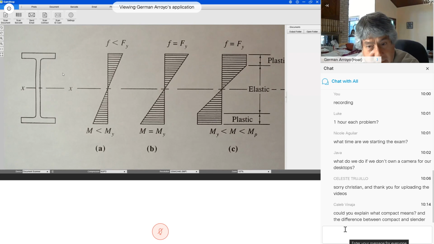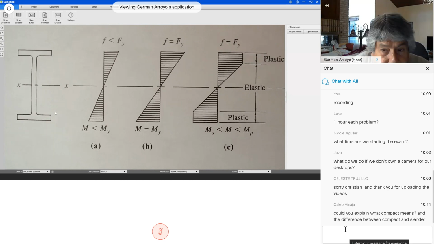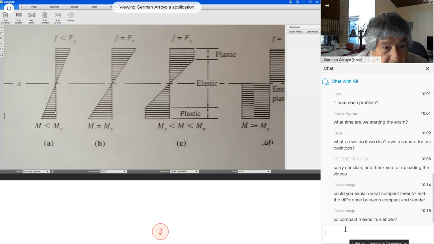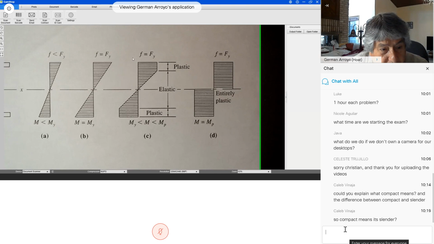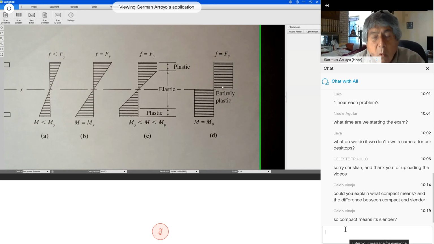But still, it could have this condition. It could only reach this value, it could reach this value, and it could reach this value. When do we have this situation? We say that only the compact section can develop the plastic hinge.